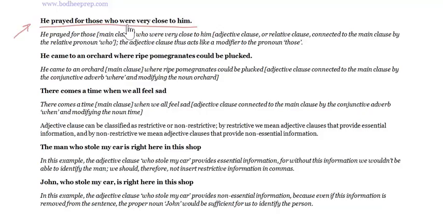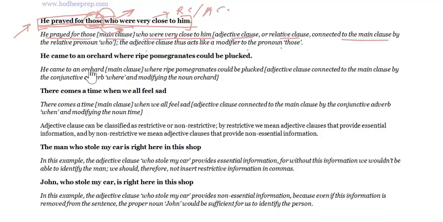He prayed for those who were very close to him, right? So who refers to what? Those. So he prayed for those, and who were those? Who were very close to him. This is the relative clause or the adjective clause. "He prayed for those" is the main clause, and "who were very close to him" is the adjective clause, connected to the main clause by the relative pronoun who. The adjective clause thus acts like a modifier to the pronoun those, right? The pronoun those is getting modified by this adjective clause.